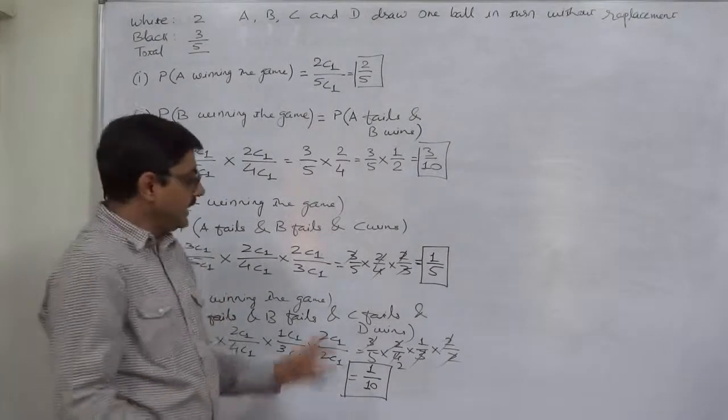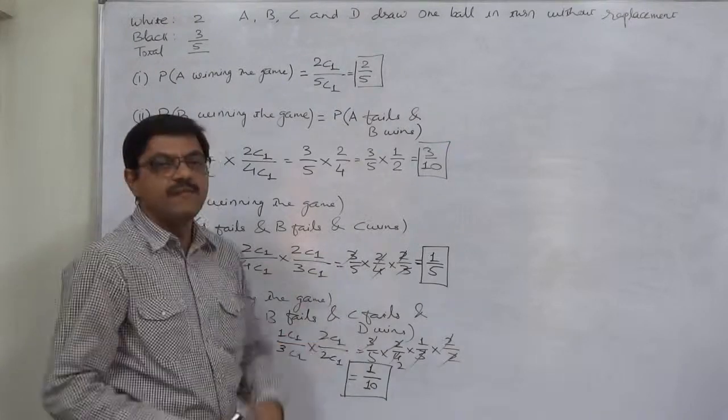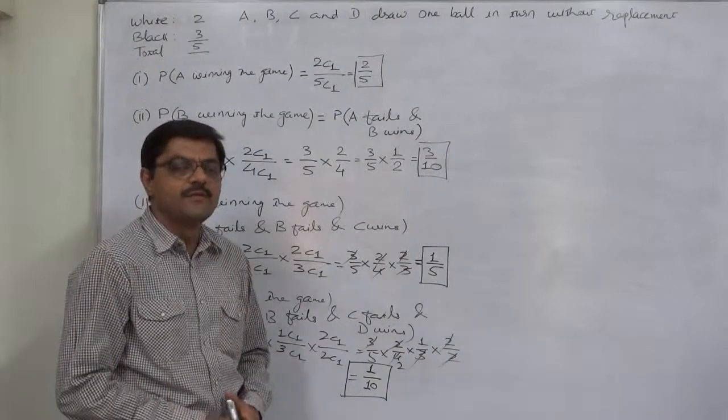Winning the game by D becomes certainty only if A, B and C fail.